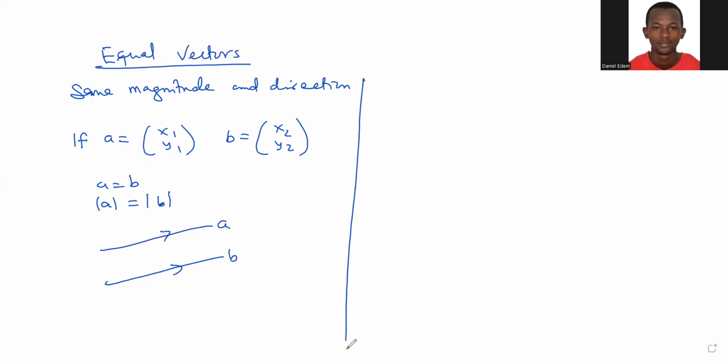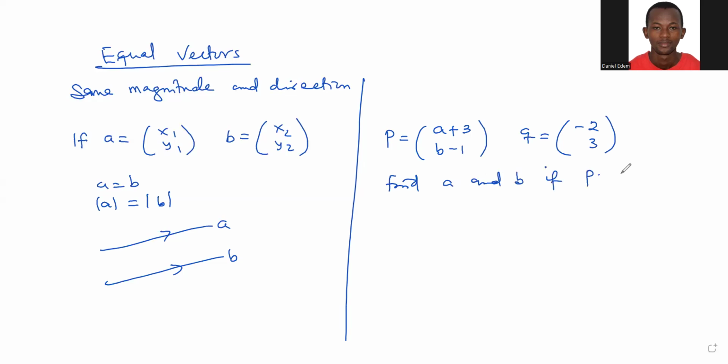To solve an example on this, if I have P to be (A plus 3, B minus 1), and Q to be (minus 2, 3), then if the question says find A and B, if P is equal to Q, it means that my P, which is (A plus 3, B minus 1), will be equated to (minus 2, 3). Then what you need to do is to equate them component-wise.